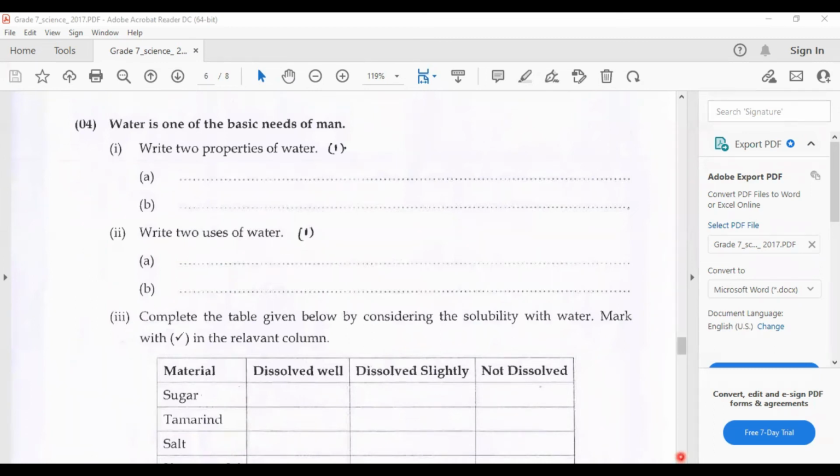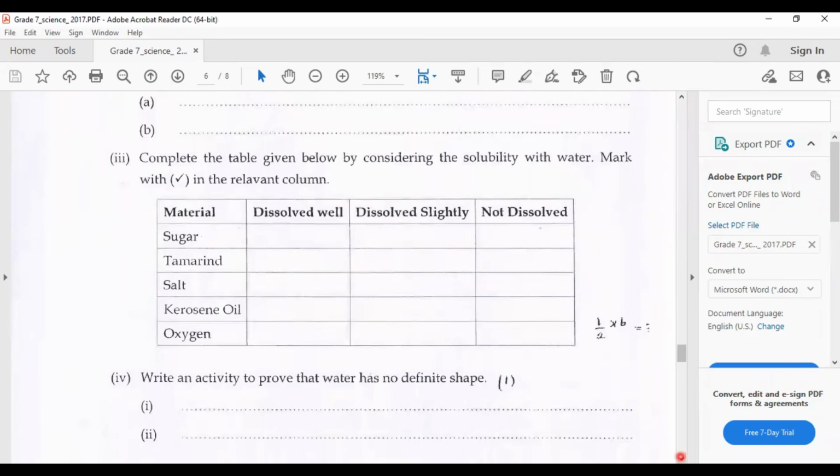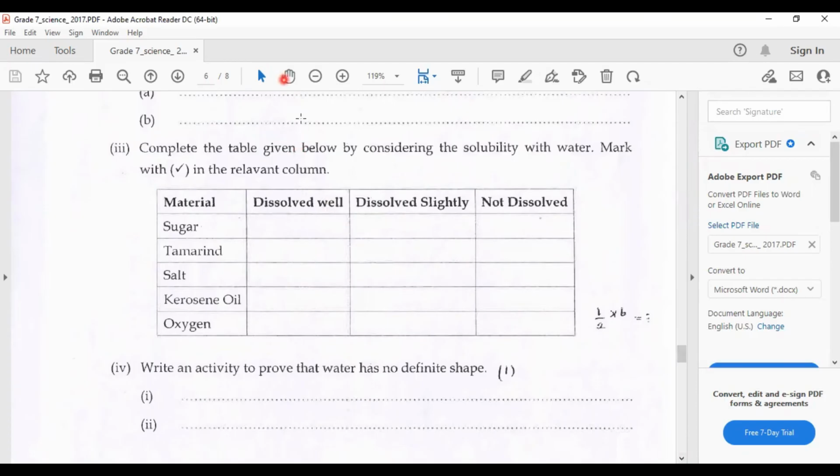Problem number 3. Complete the table given below by considering the solubility with water. Mark with a tick in the relevant column. Sugar, you have to mark it with a tick in the dissolved well part. Sugar is dissolving well in the water. Tamarind is dissolved slightly in water. Salt is dissolving well in water. Kerosene oil is not dissolving in water. Oxygen is dissolving well in water.